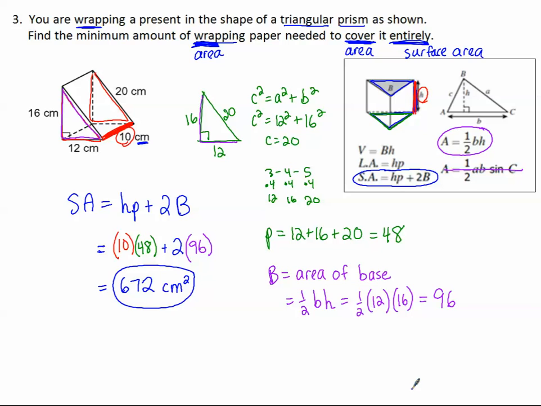I'm going to conclude now with this nice little video that might help illustrate these different types of measurements. See you in class.